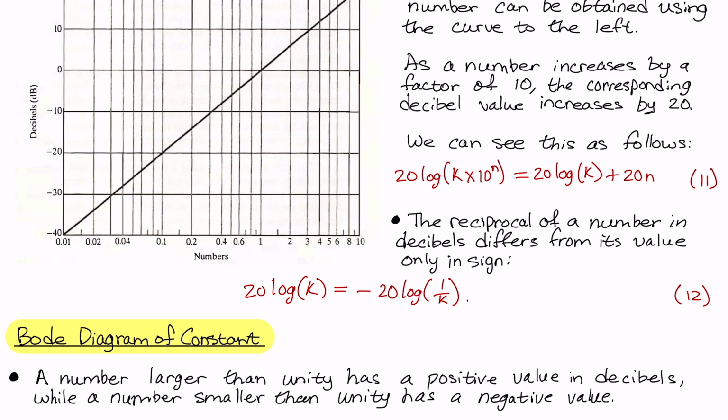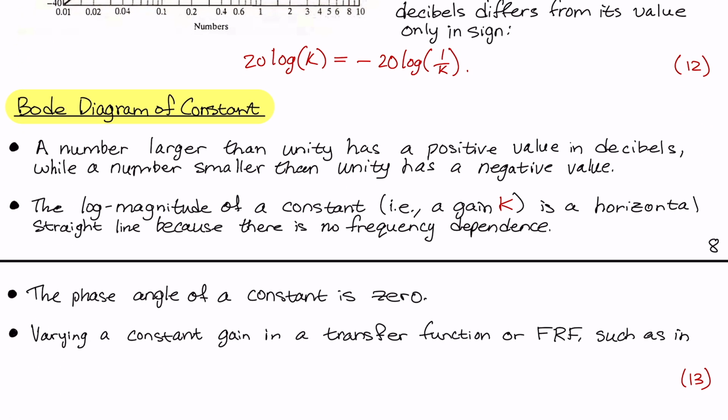All right, we're going to talk about different components that you would see in a transfer function, such as just a constant value, a derivative or an integral term, and then we'll look at a first order system, meaning a first order differential equation. Okay, so for a constant value, which you'll often hear called a gain, a number larger than unity is going to have a positive value in decibels, while any number smaller than unity is going to have a negative value in decibels.